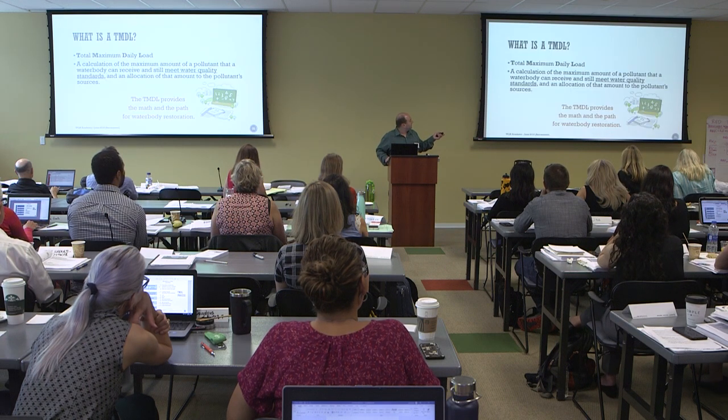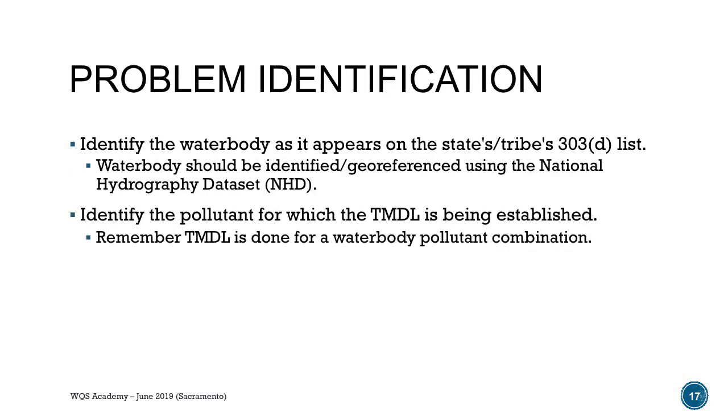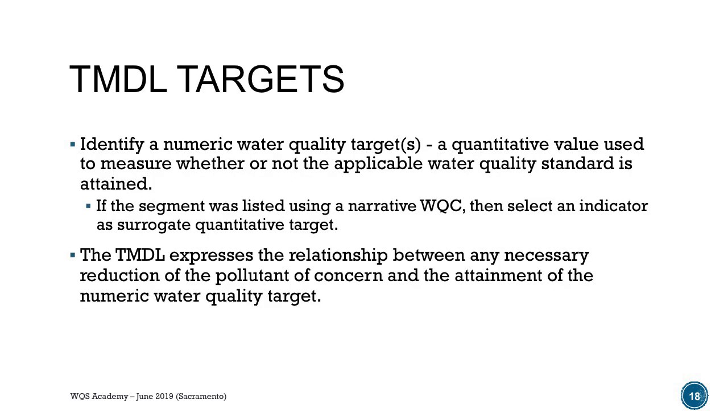So let's go here. What's a TMDL? It's the calculation of the maximum amount of pollutant a water body can receive and still meet water quality standards. We have to identify the problem as part of the TMDL. Usually it's what the impairment is. We identify the listing. We identify the use that is being impaired by that pollutant listing. And then, TMDL targets.